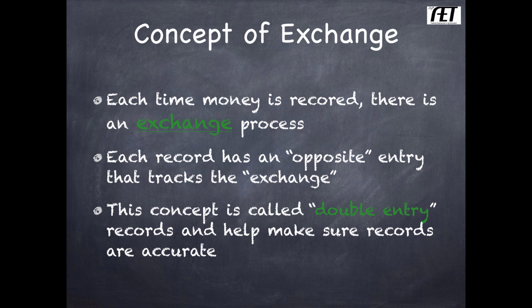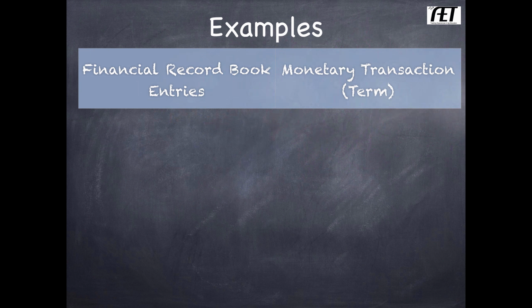And the opposite entry, this concept, is called double entry. Every time a record is made, there's always an offsetting entry that helps track the records. In fact, it makes sure that the records are accurate. And so some examples may help.